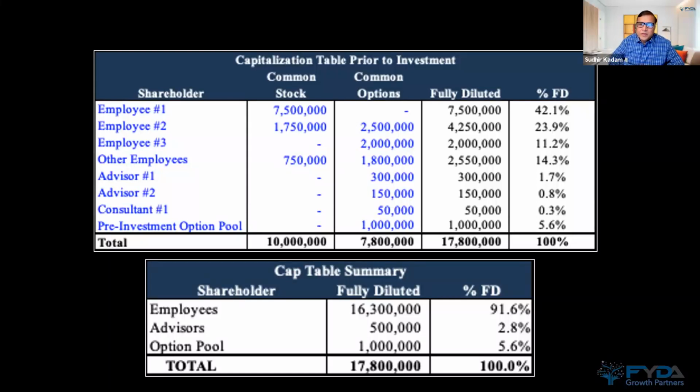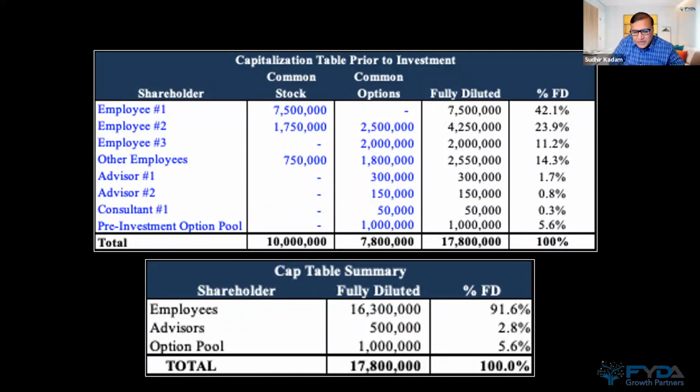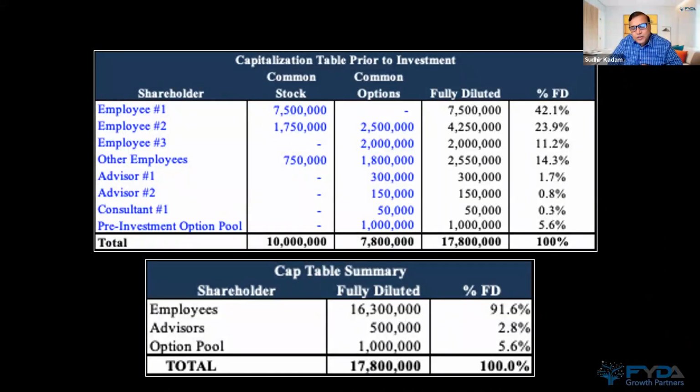You will see a term there called fully diluted. So what does fully diluted market cap mean? It means if all the stock options were to be converted to equity, what will be your share in the company?